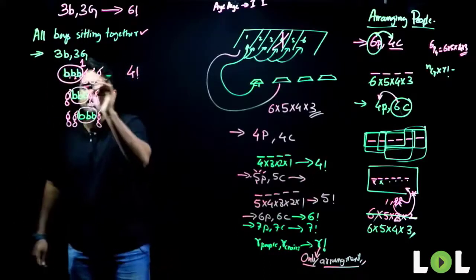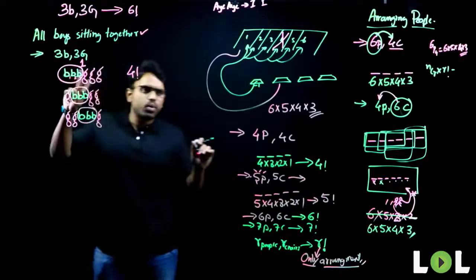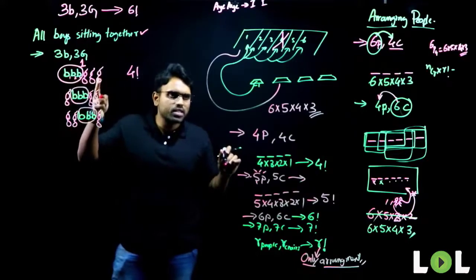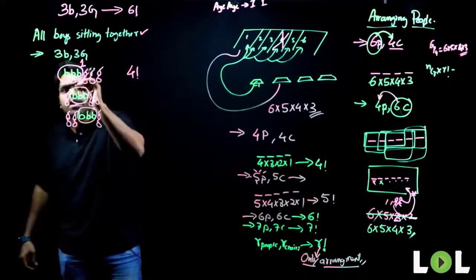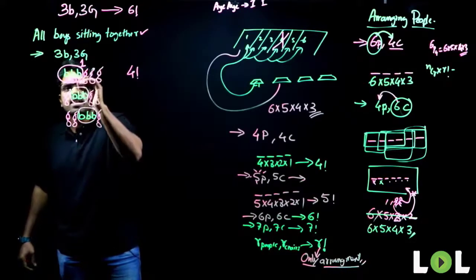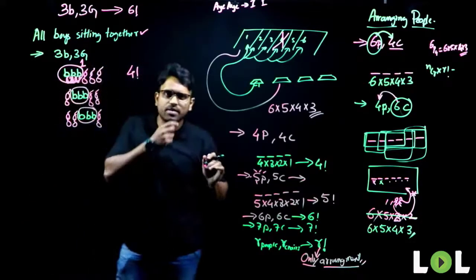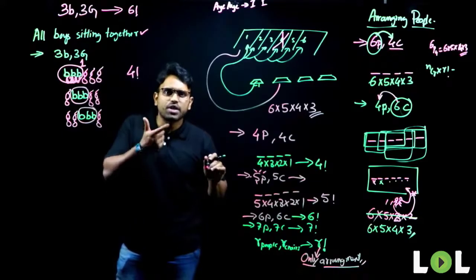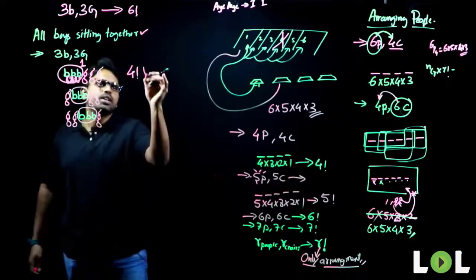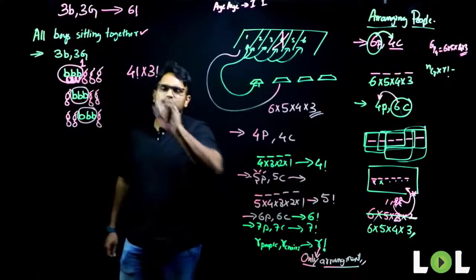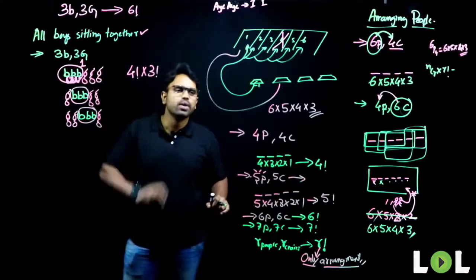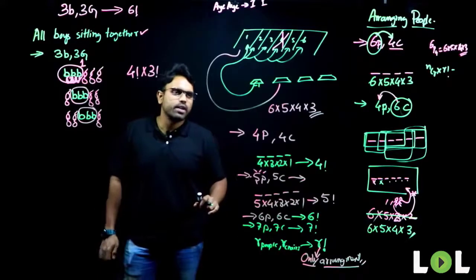And they can rearrange among themselves. How? Boy 2 can come in the first, boy 2 can come in the last, boy 3 can come in the first. So they can rearrange among themselves. So 3 people can be rearranged. In how many different ways can they be rearranged? 3 factorial ways. So this gives me the answer 4 factorial into 3 factorial.